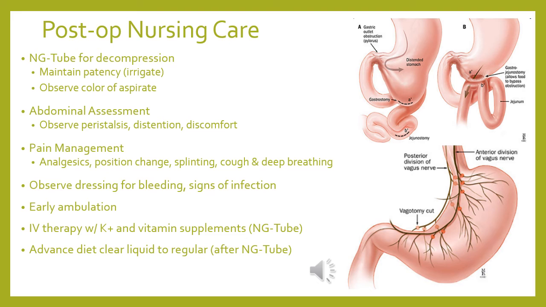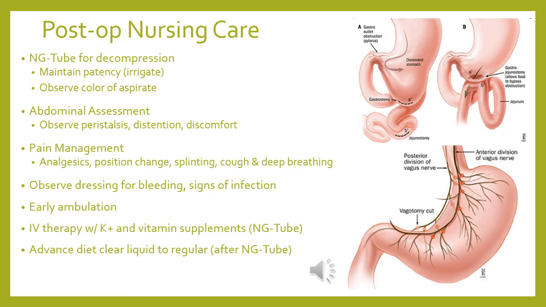An abdominal assessment would focus on the presence of any distension, discomfort, or peristalsis. We would focus on pain management. Just like any other post-op patient, we would administer analgesics. We would change position frequently. We would teach splinting of the area and also do coughing and deep breathing. We would observe the dressing for bleeding and signs of infection. And we would promote early ambulation to prevent any complications.